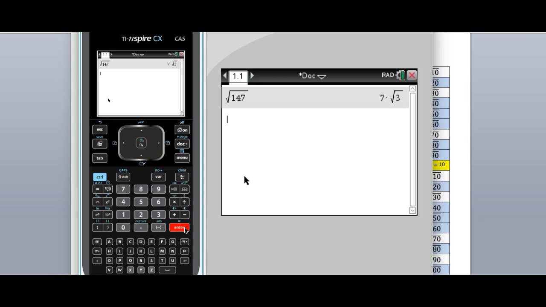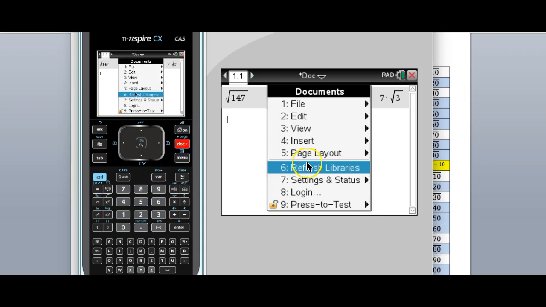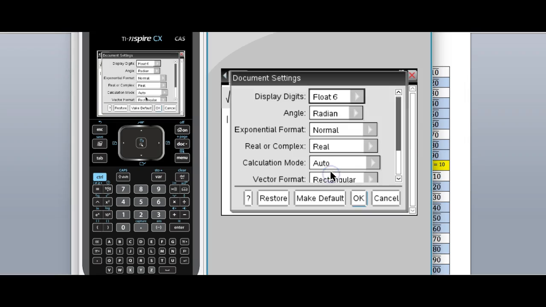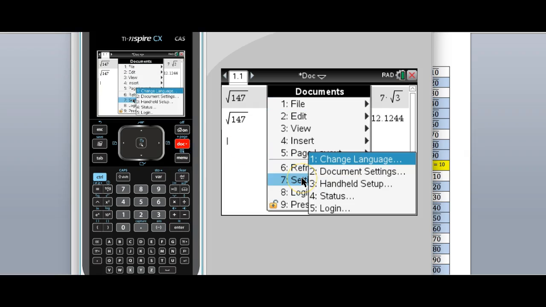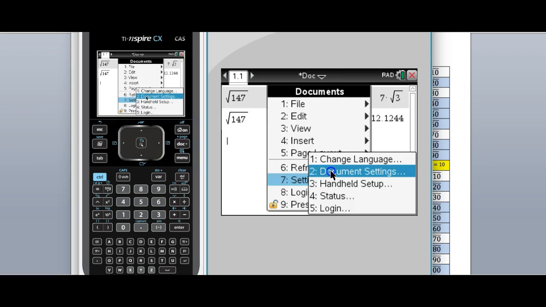Okay, and it's given me the surd. Now, you might not have that, so I'll show you what you might have, and then I'll show you how to rectify it. All right, so you might get a decimal answer. Now, if you're planning on going into methods, you need to really be working in exact mode. And when you check your answers for this topic, you should also be in exact mode. So at any time, you can just press on the dock, okay, settings and document settings.